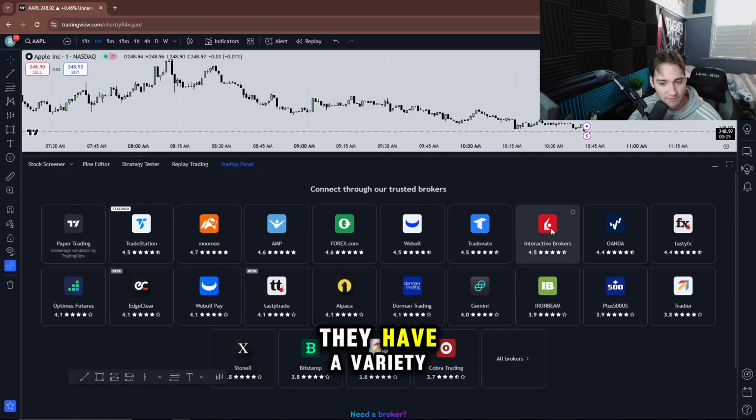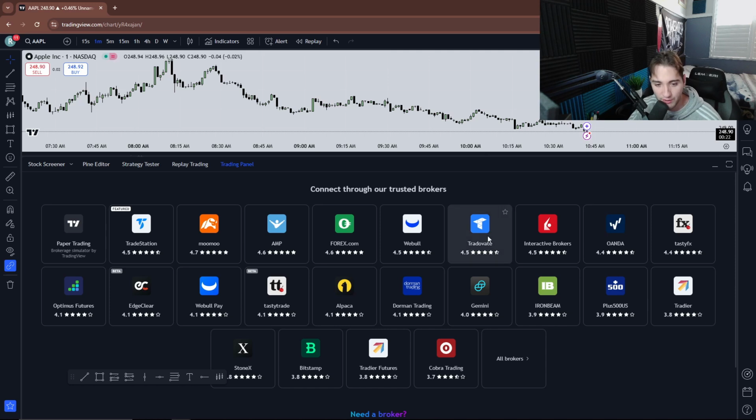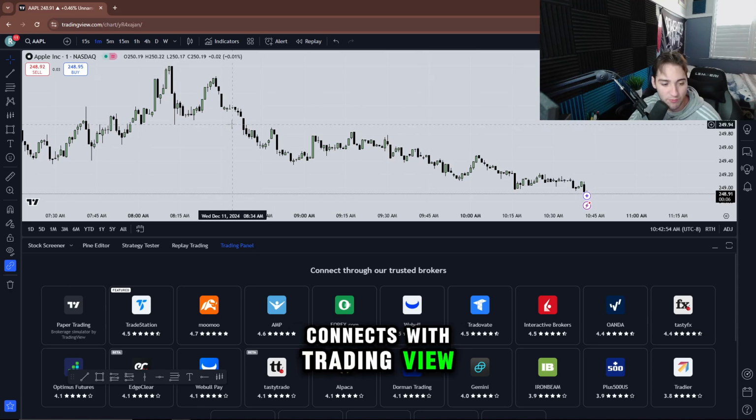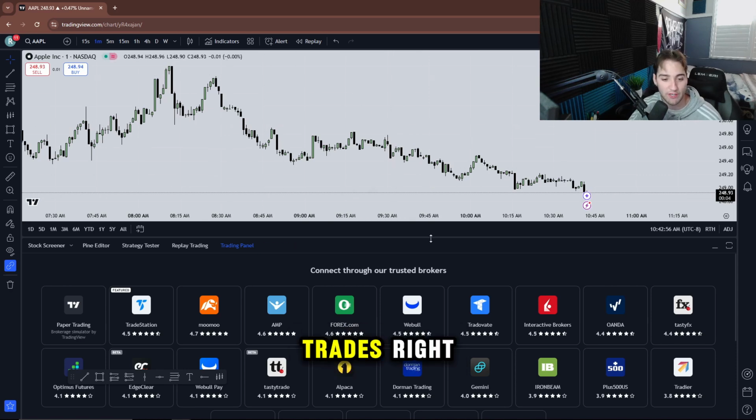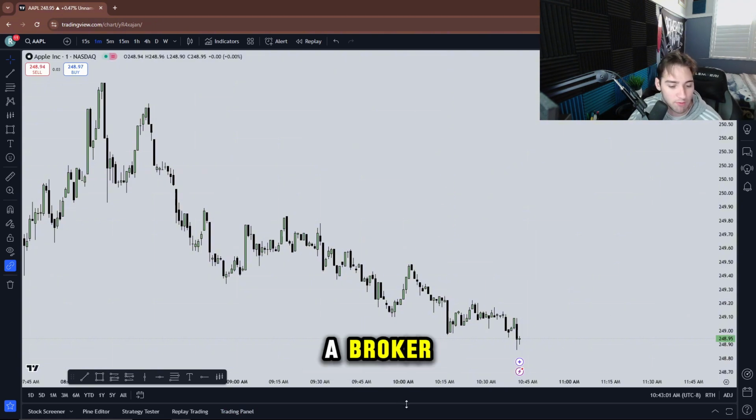As you can see, you have a variety of brokers you can choose from to trade with this platform. So all you do is, for example, I use Tradovate. I just click on this and sign up with them. I deposit a little bit of money into that. It connects with TradingView, and then you can place trades, right? So that's exactly how you place trades with a broker.